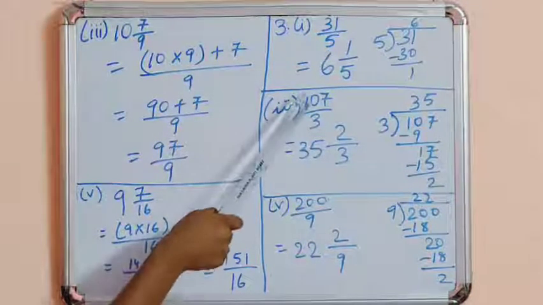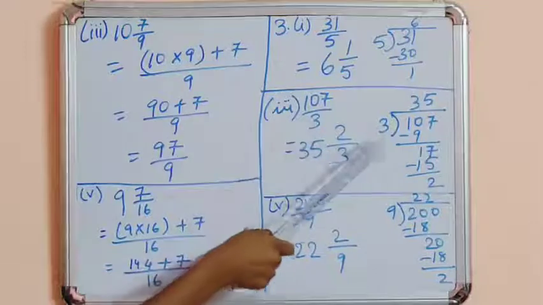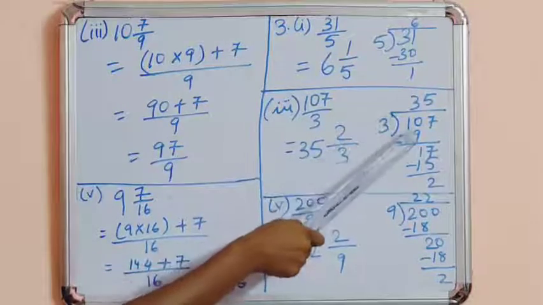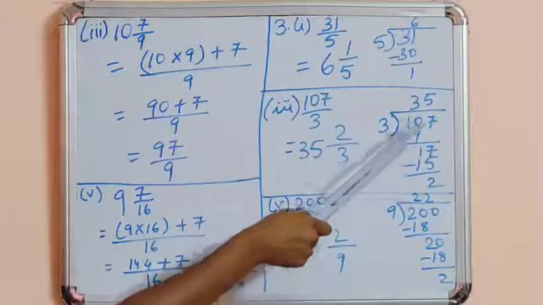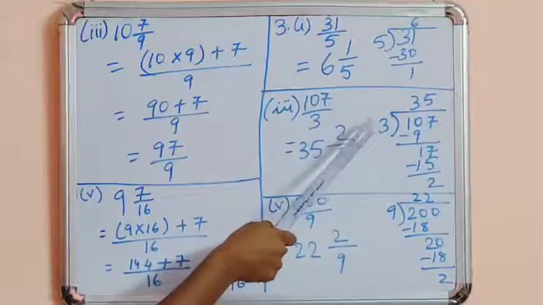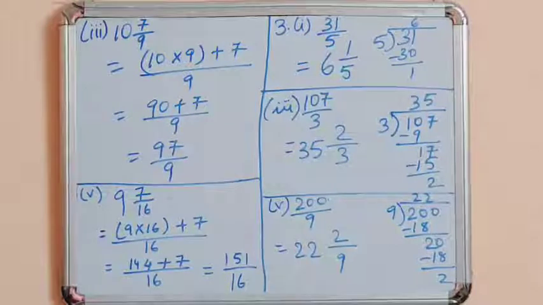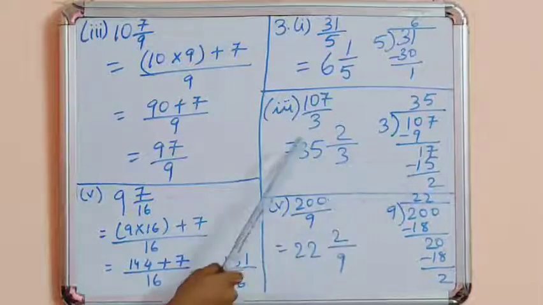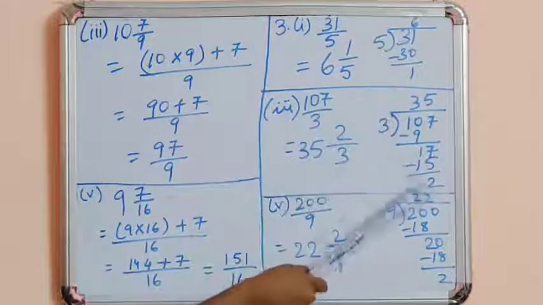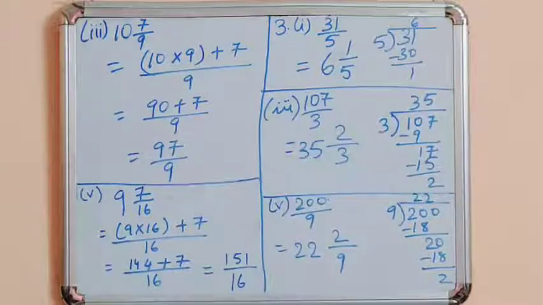Now number 3, 107 by 3. Again you divide this. So 3 3s are 9. 1 is the remainder and 7 will come down. So 3 5s are 15. So we get 17 minus 15, that is 2 as the remainder. So our mixed fraction will be 35 2 by 3. So this is the answer.